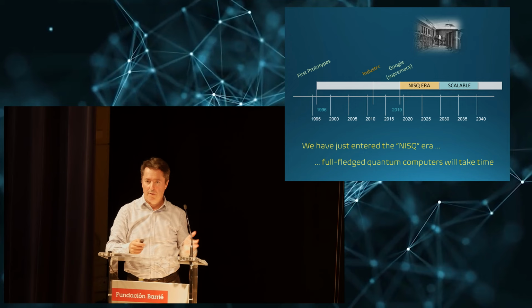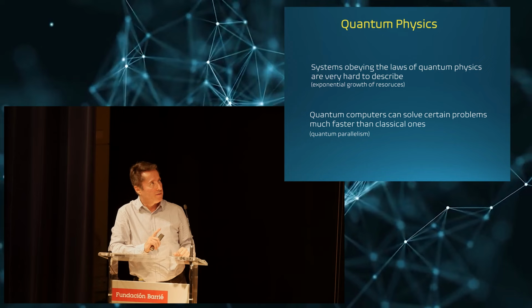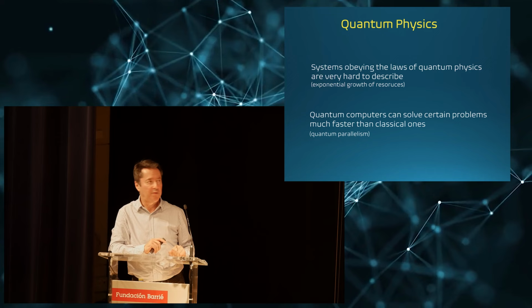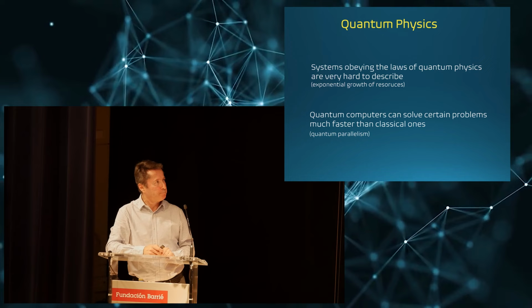Okay, so two ideas that are important for this talk. The first one: systems obeying the laws of quantum physics are very hard to describe. That's the first one. The second: quantum computers can solve certain problems much faster than classical ones. And both of them are because of this superposition principle, because of the laws of quantum physics.